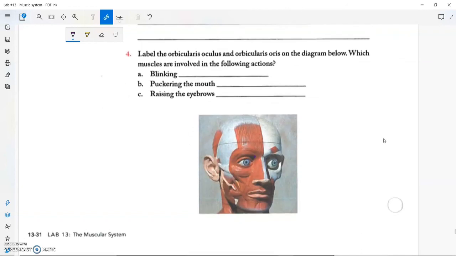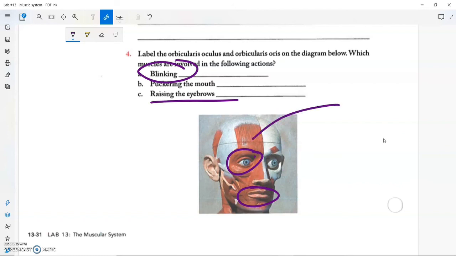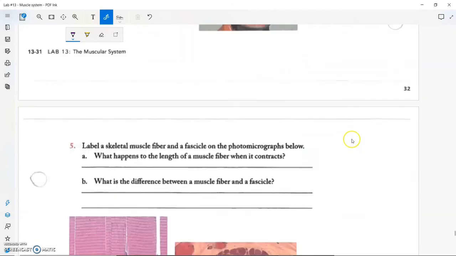Orbicularis oculi here, orbicularis oris here. Blinking, orbicularis oculi. Puckering the mouth, orbicularis oris, and raising eyebrows, frontal belly of the occipitofrontalis.